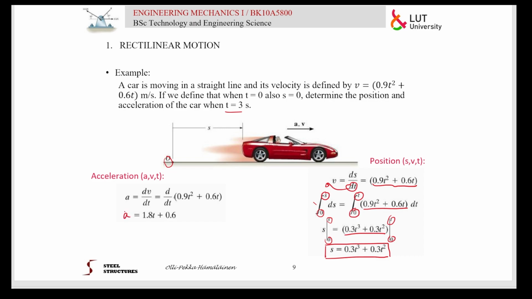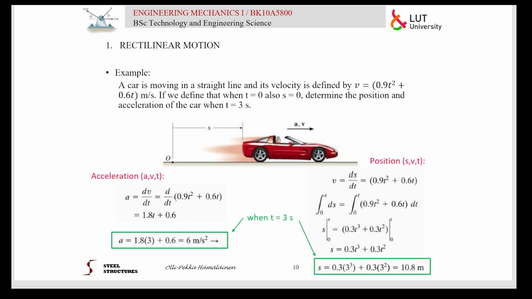Now I have a formula for the acceleration, and I have a formula for the displacement. What's next? If I want to know the acceleration and the position of the car at t equals 3 seconds, I just have to input 3 seconds in these two parts here. That's what is done next. Substitute 3 seconds in each of those equations, and you get that at 3 seconds you have 6 square meters per second in acceleration, and in those same 3 seconds the car has moved, let's say, 10.8 meters.